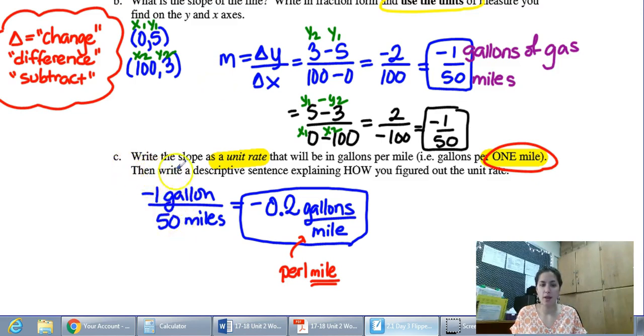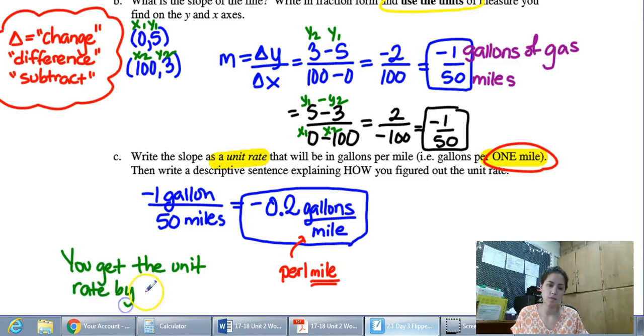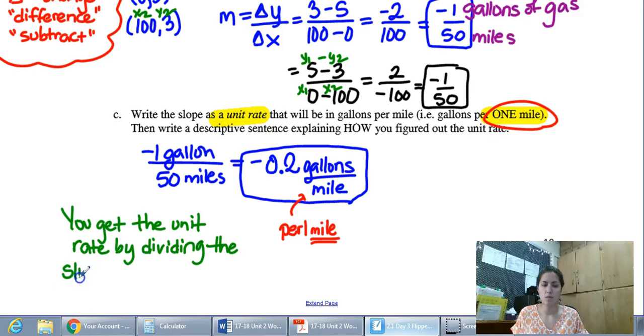The key to that, so then write a descriptive sentence explaining how you figured out the unit rate. You get the unit rate by dividing the slope. So here it was negative 1 divided by 50. We actually did that division and got negative 0.2 gallons per 1 mile.